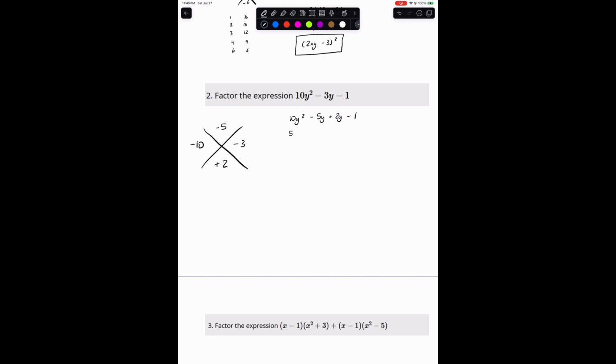We can take out 5y here to get 2y minus 1, and we're going to do a plus 1, 2y minus 1. And common factor, take that out, and then add the rest. So 5y plus 1. And that is your answer.